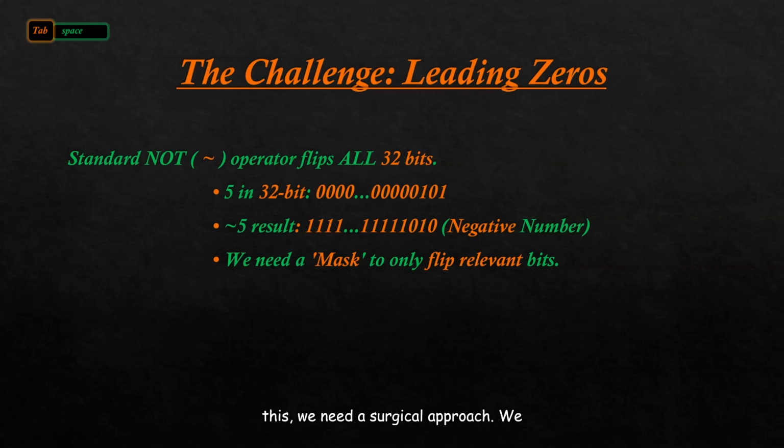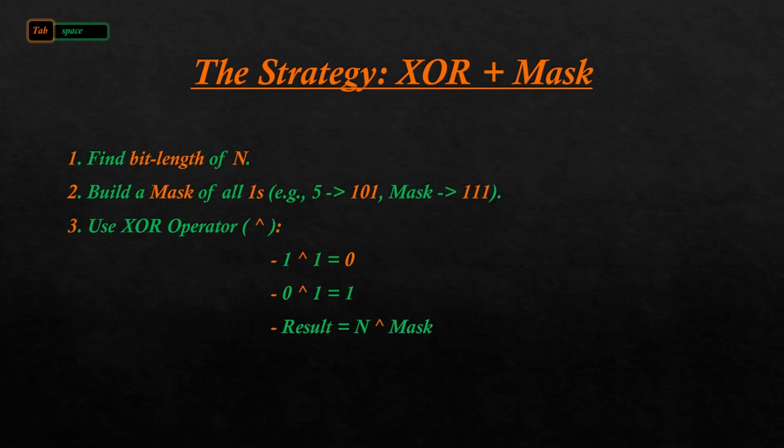To solve this, we need a surgical approach. We need to tell the computer, only flip bits in this specific range and leave the rest alone. How do we perform that surgical flip? We use a bit mask. Think of a mask like a stencil.